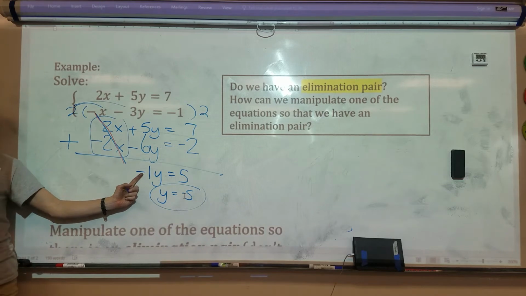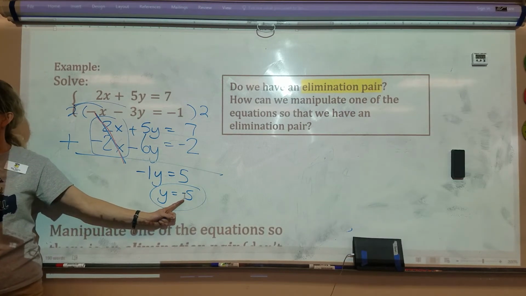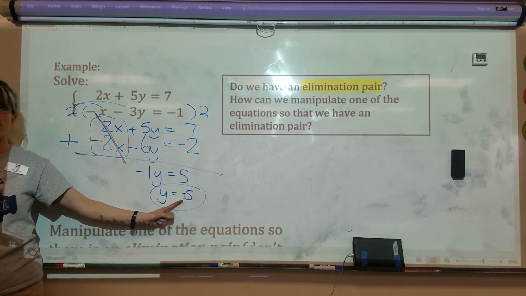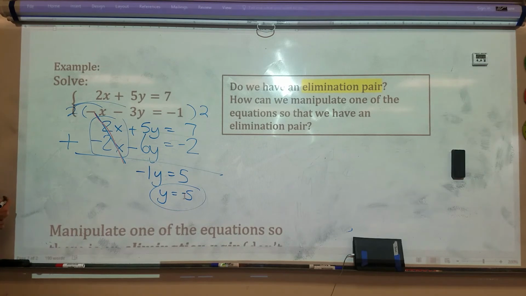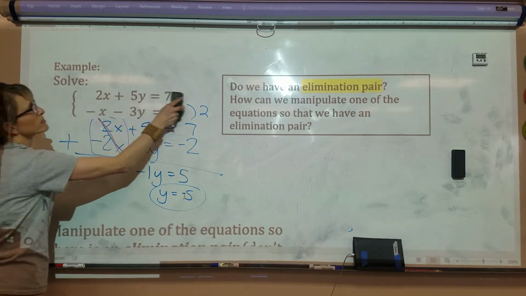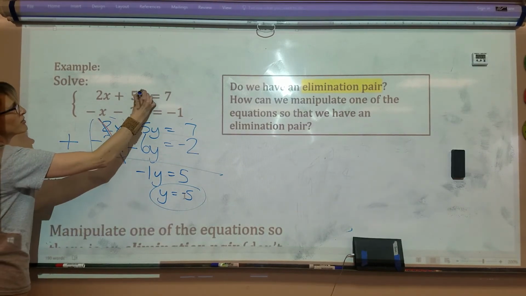Because I don't want negative y, I want positive y. So I could times both sides by negative 1. I get y equals negative 5. How do I solve for x now that I know y? Stacia? You put it in the equation. Okay, pick one for me. Which one? Top or bottom? Top. So we're going to put y equals negative 5 right there.